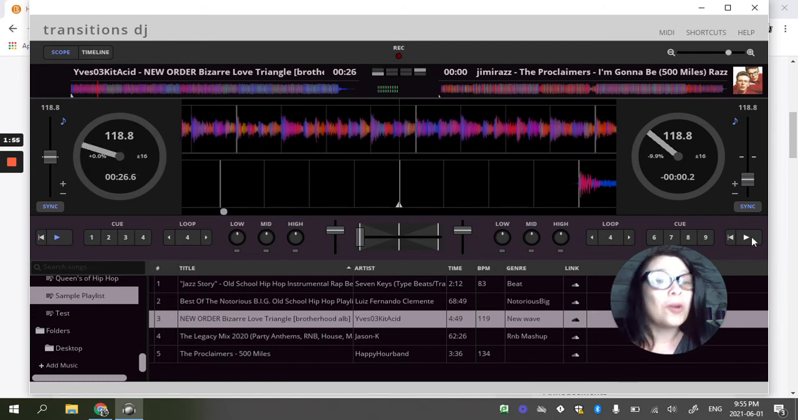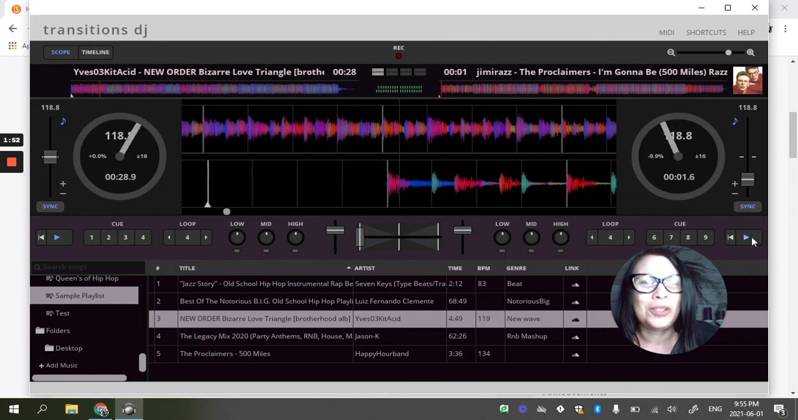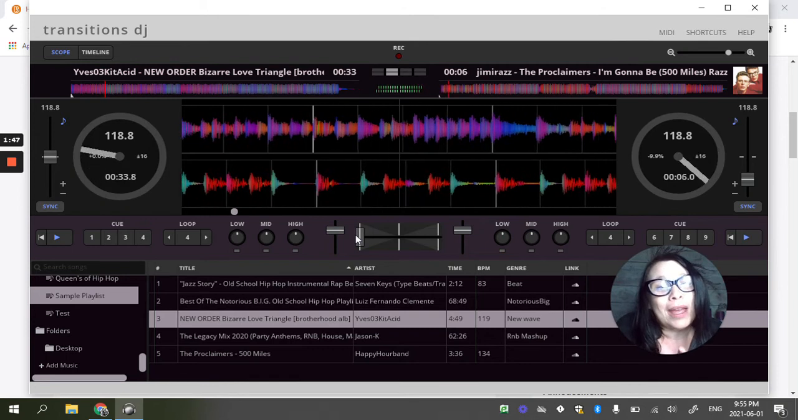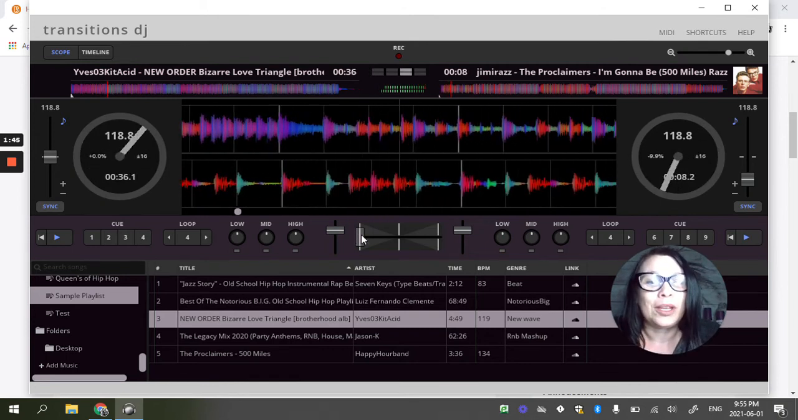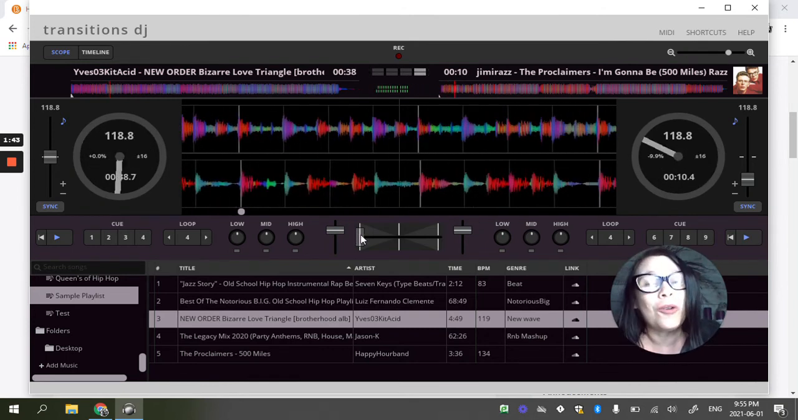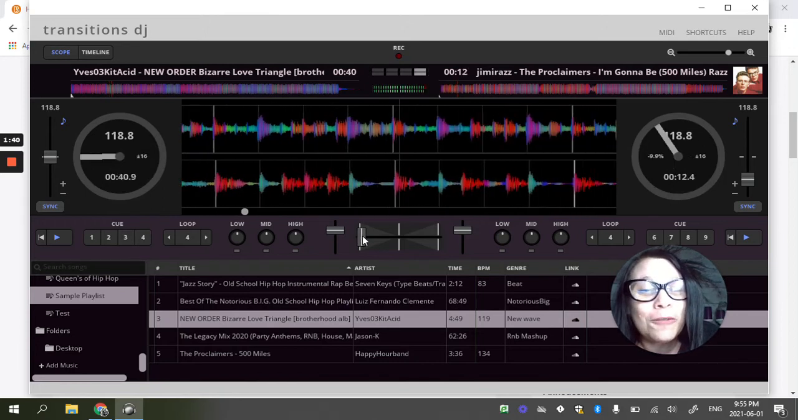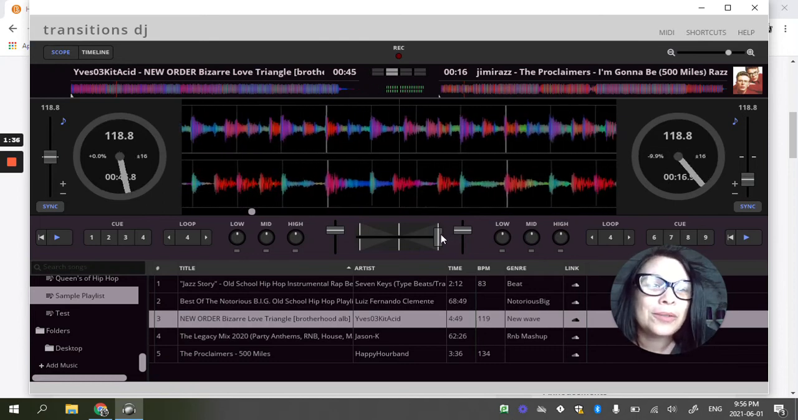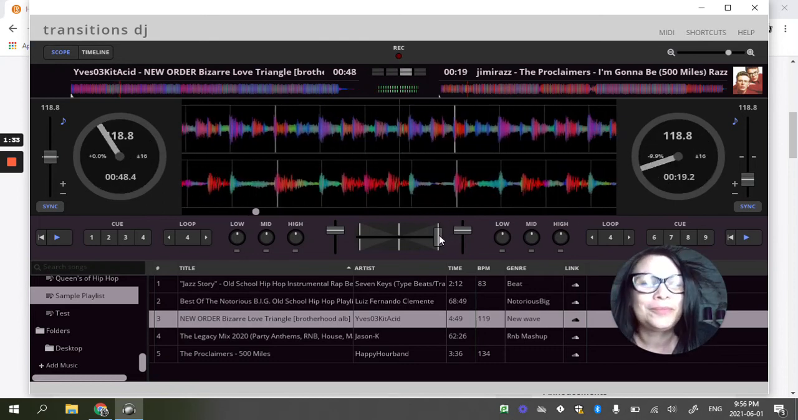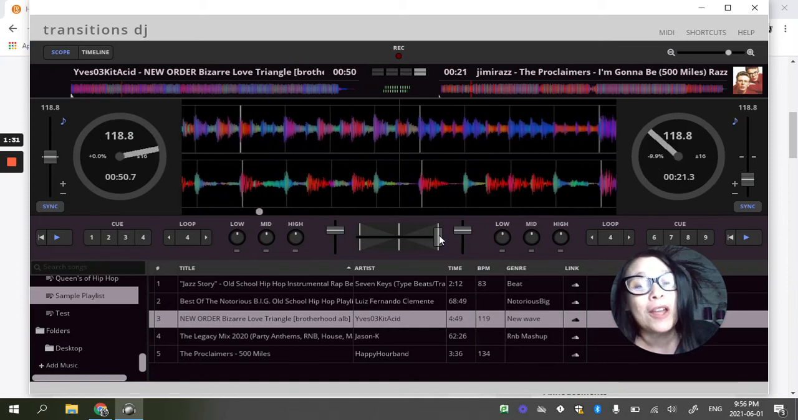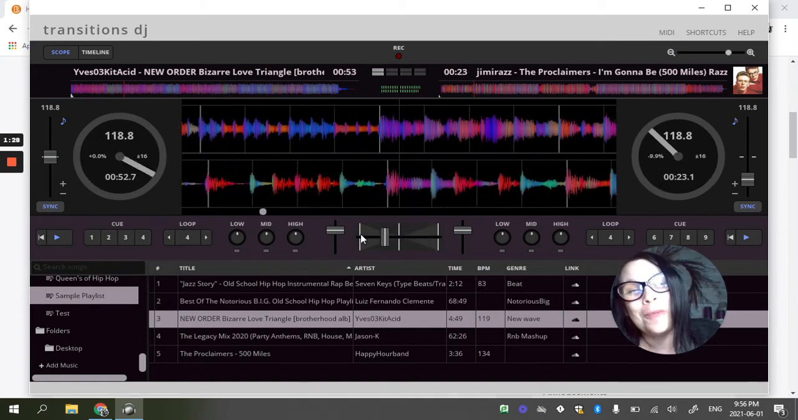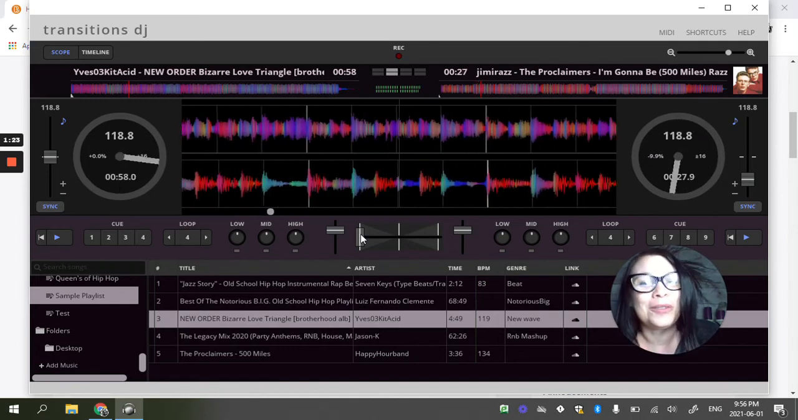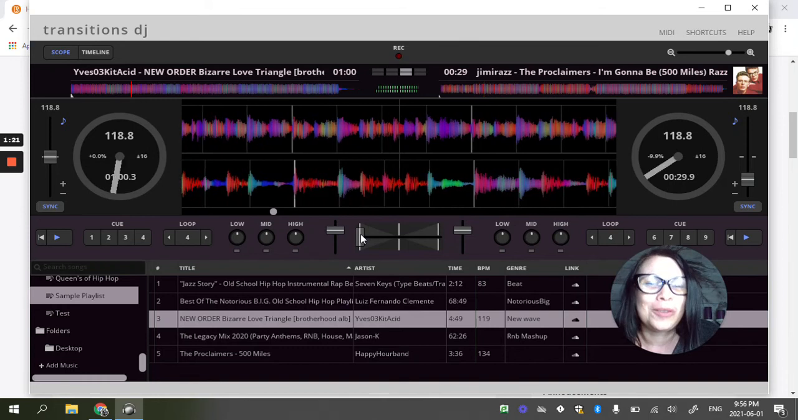2, 3, 4. Start with second. 3, 4, 2. And look at the beats already matched. Now I'm getting ready to move to my Proclaimers song. 1, 2, 3, 4, 2, 2, 3, 4, 3, 2, 3, 4, 4, 2, 3, 4. Then I switch back.